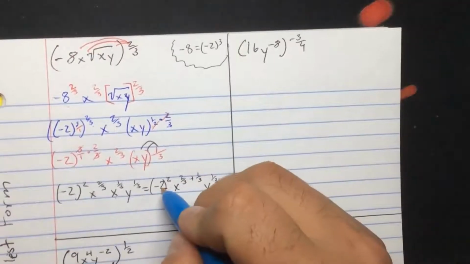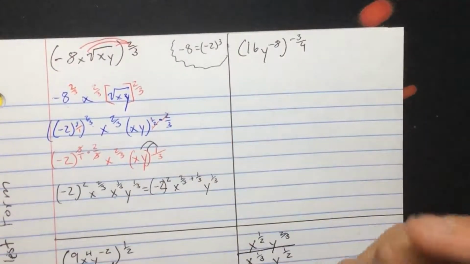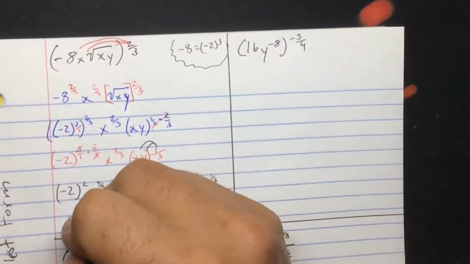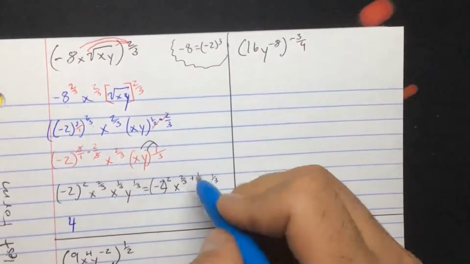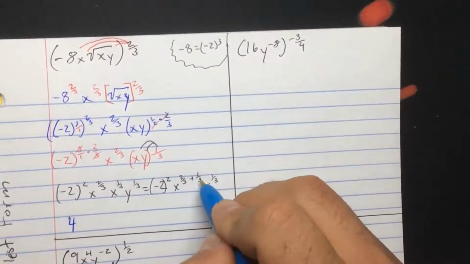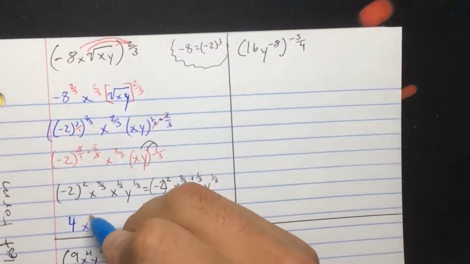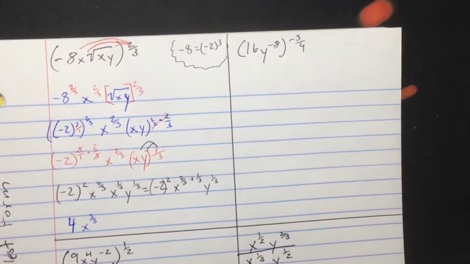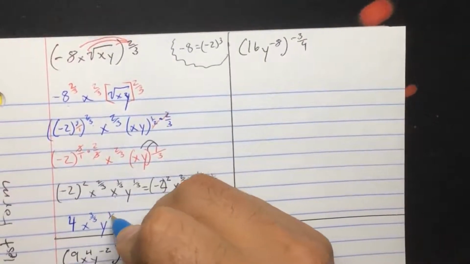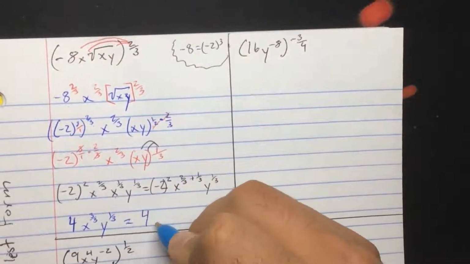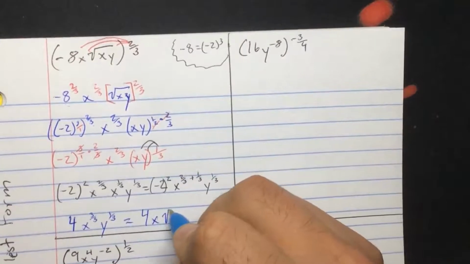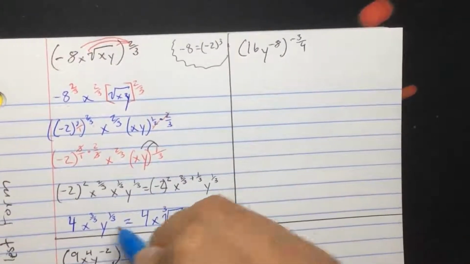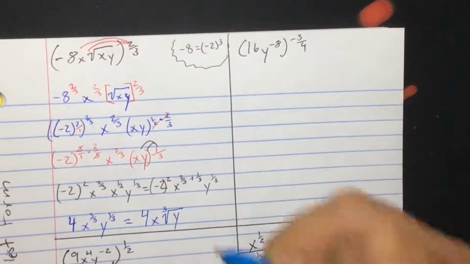So we're going to have -2 squared is 4. And then 2/3 plus 1/3 is going to be x to the 3/3, which is just x to the 1, which is just x, times y to the 1/3, which is going to be equal to 4x times the cube root, because it has the nth root of 3, of y.